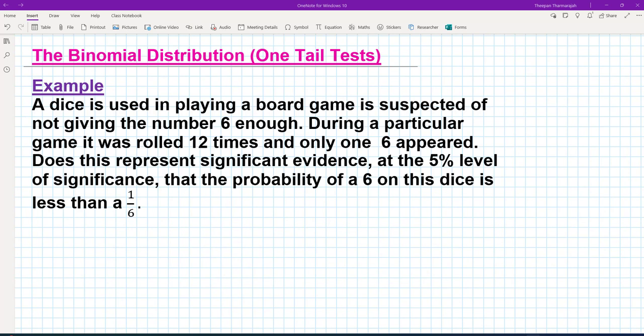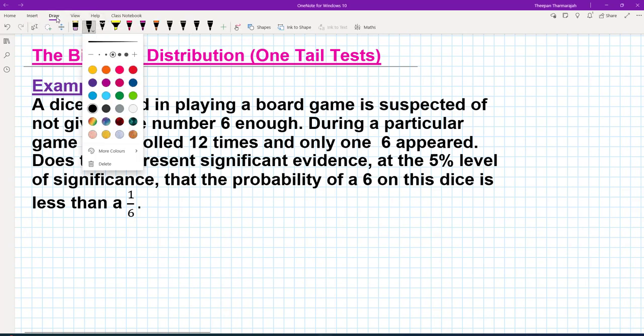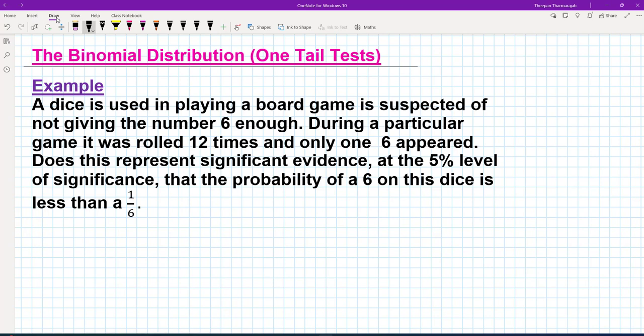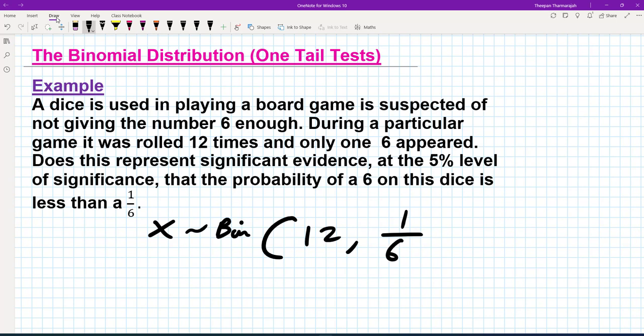Here's a question for you to try. You can pause the video, and when you're done, I will go through my worked solution. So what we're going to do is write our model that X follows the binomial, that we've got 12 trials, and the probability of getting a 6 is 1 over 6 as our probability of success. Now notice that our observed value is that only one 6 appeared. So I'm going to state here that the observed value is 1.